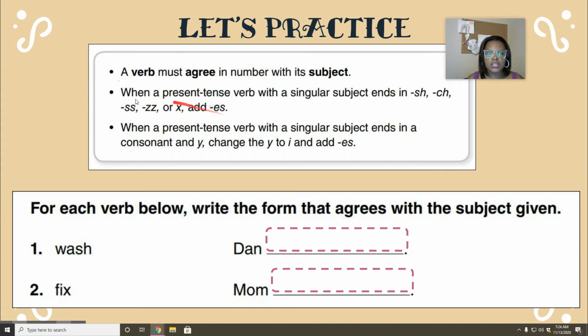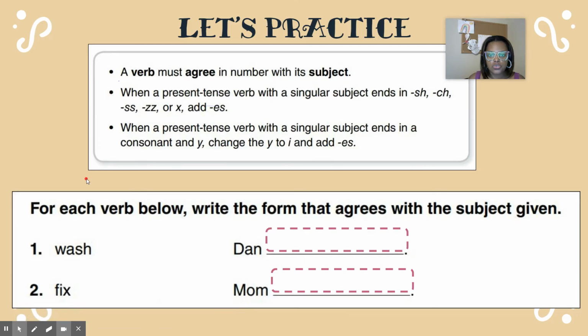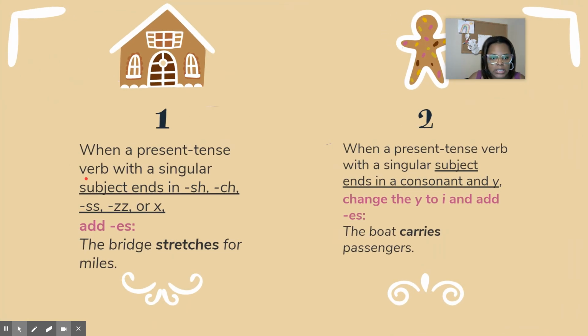So here's our rules again. When a present tense verb with a singular subject ends in SH, CH, SS, ZZ, X, just add ES. When a present tense verb with a singular subject ends in a consonant and Y, change the Y to I and add ES. This is the same thing that we just said on our previous slide. So don't feel like, oh my God, this is something new. It's not anything new. We add the ES.